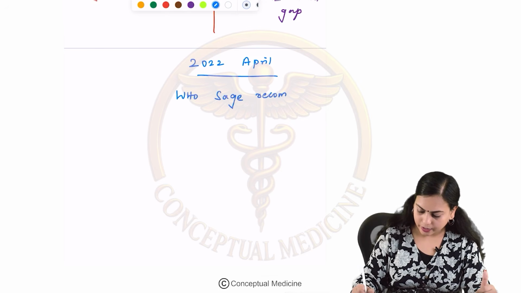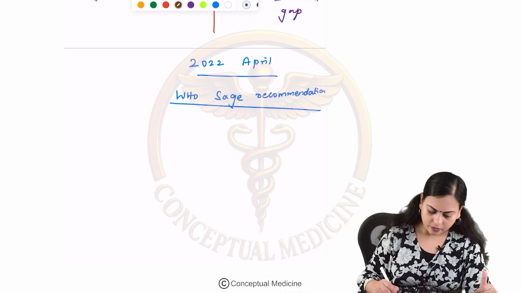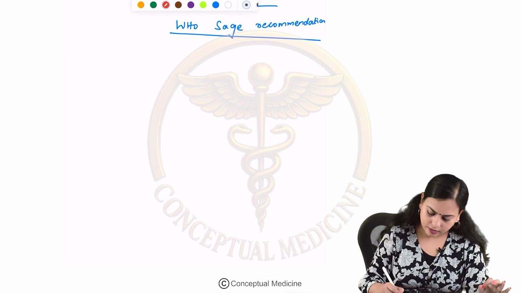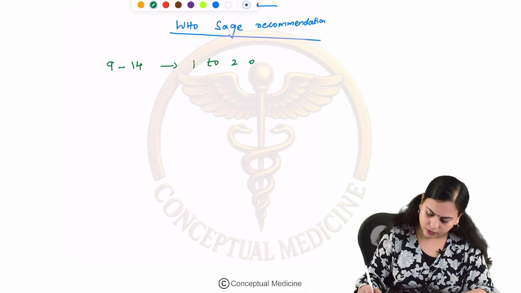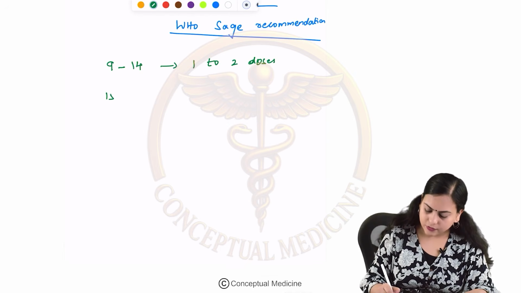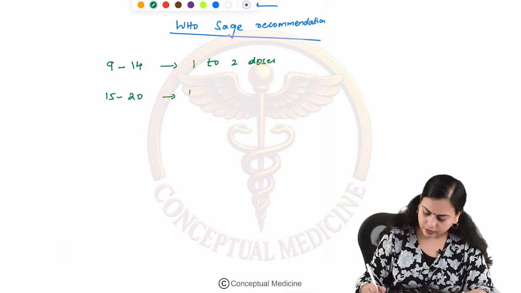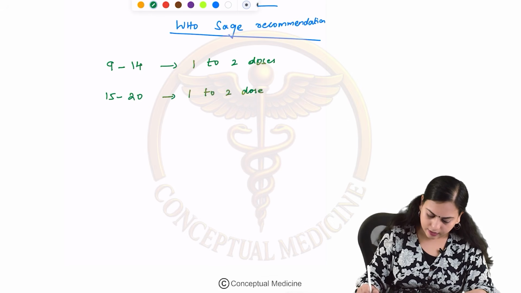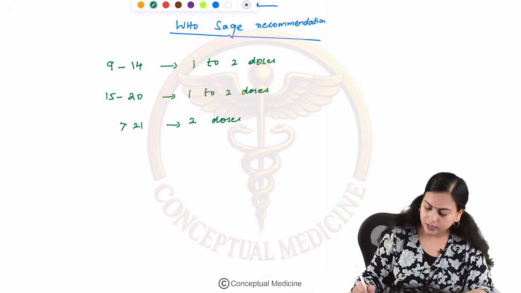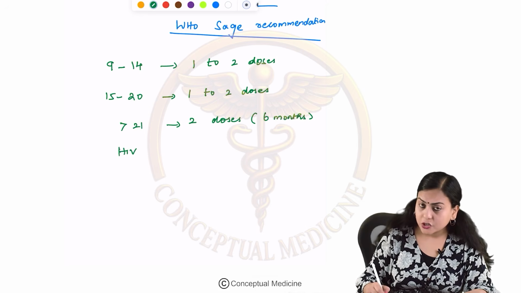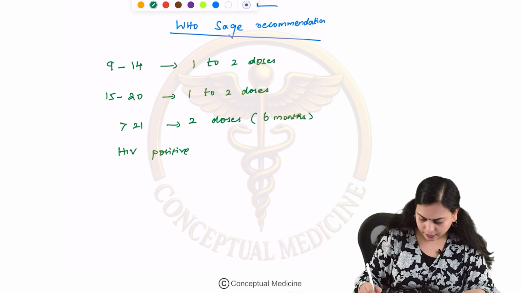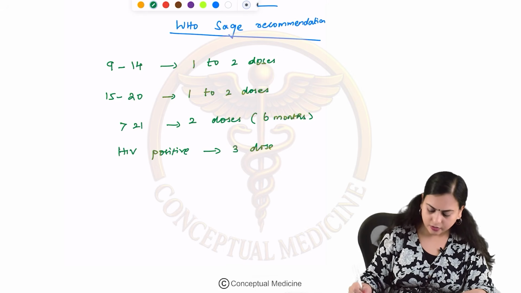Now, there is a new recommendation that came out in April 2022 by WHO, that was a WHO SAGE recommendation for giving this vaccine. It recommends that children between 9 to 14 years should be given 1 to 2 doses of the vaccine, and those between 15 to 20 years are to be given 1 to 2 doses again. Then those more than 21 years have to be given 2 doses at a gap of 6 months. And finally, if they are HIV positive females, they should be given 3 doses.